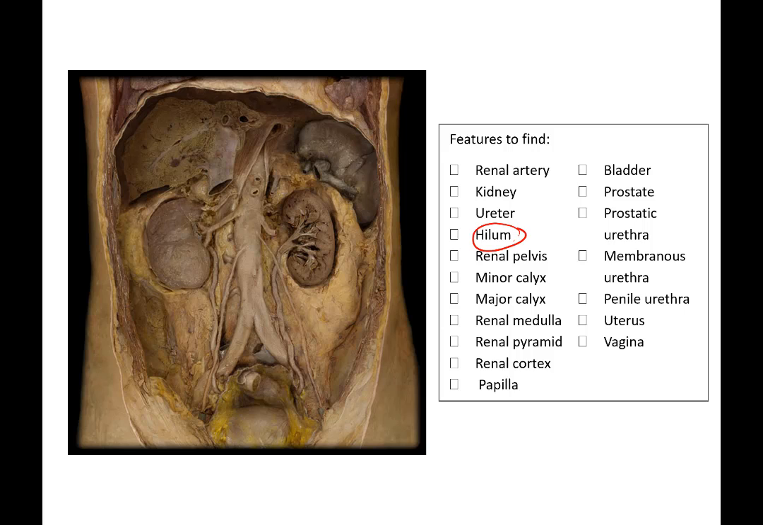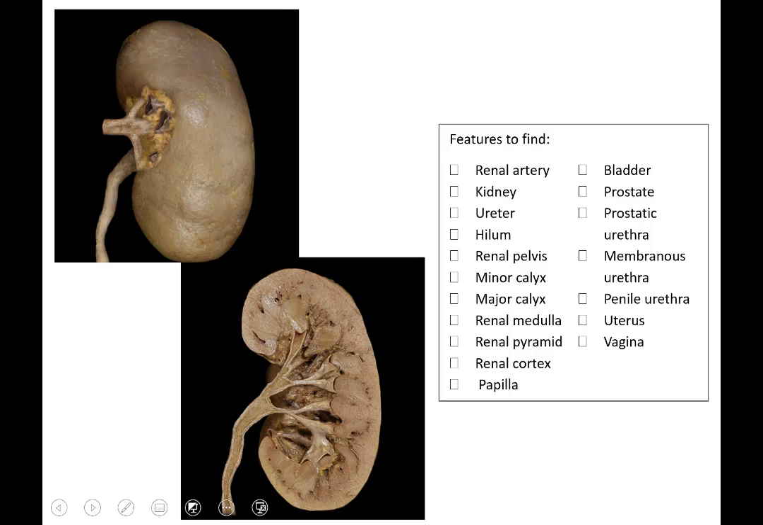The hilum is actually this portion of the kidney where the ureter is coming out, the artery goes in, and the vein comes out as well. In this close-up view of the kidney, we can have a better look at this hilum. So the hilum is this area where we have the artery, vein, and ureter either entering or exiting the kidney itself.